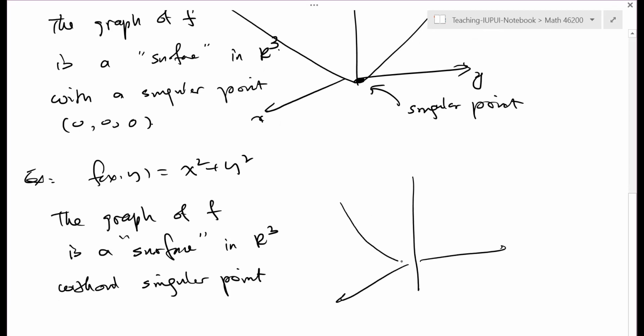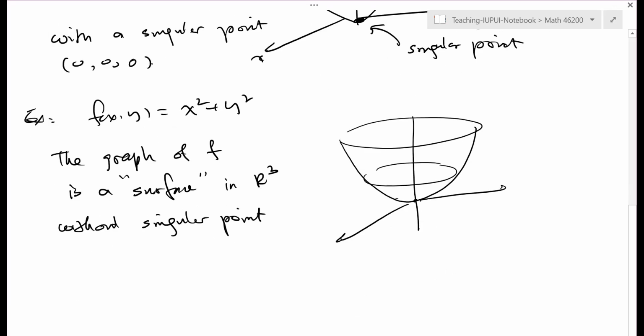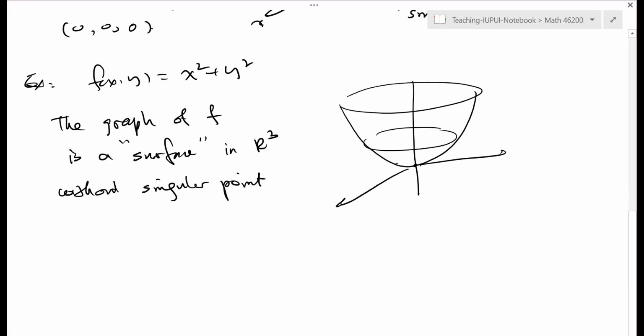And this is a paraboloid. It's smooth, not like a cone. The cone is a circular cone-like surface, while this surface is smooth everywhere. So you can talk about geometric quantities at every point. Now let's look at the surface in a slightly different way.